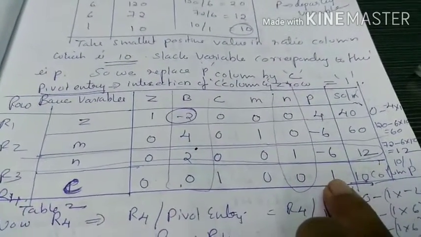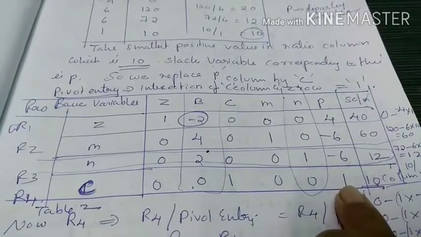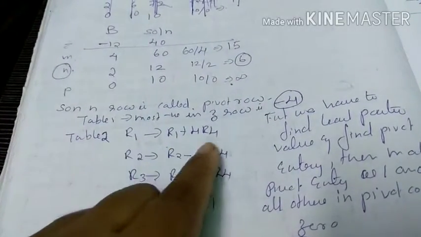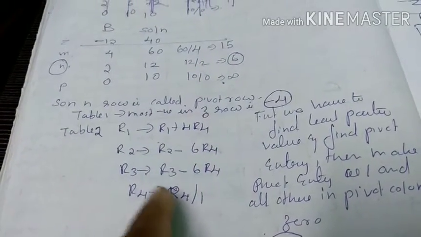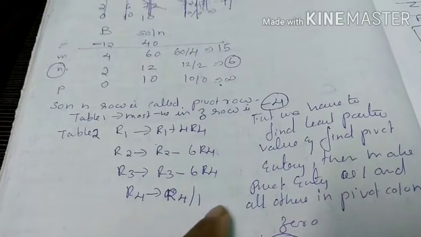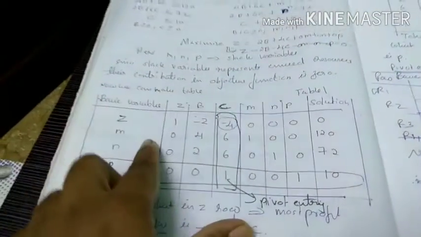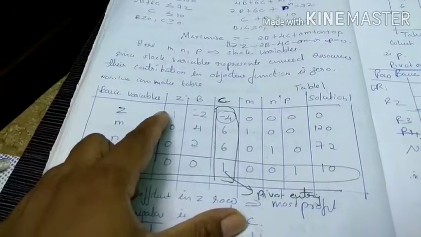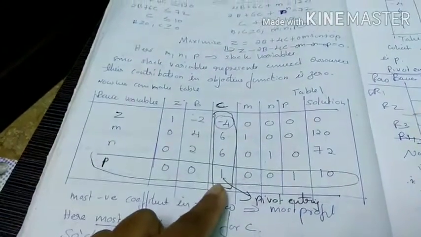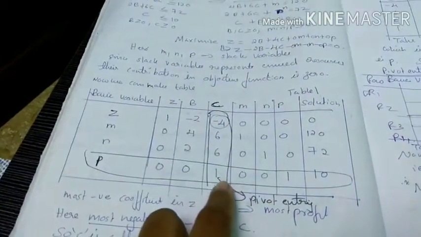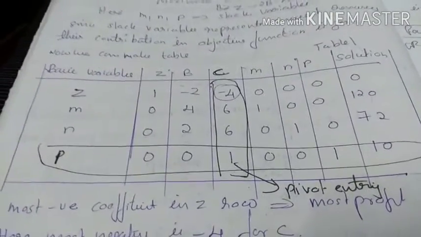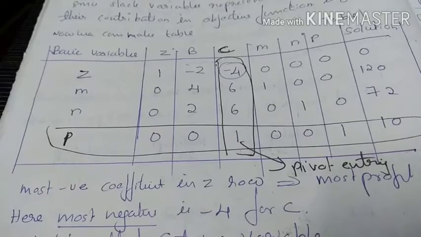We can do this by row equations. R1 gives R1 plus 4 R4, R2 gives R2 minus 6 R4, R3 gives R3 minus 6 R4, and R4 gives R4 by 1, where R1, R2, R3, R4 represent row 1, row 2, row 3, row 4. So row 1 gives row 1 plus 4 row 4. That means minus 4 plus 4 into 1 gives minus 4 plus 4 equal to 0.